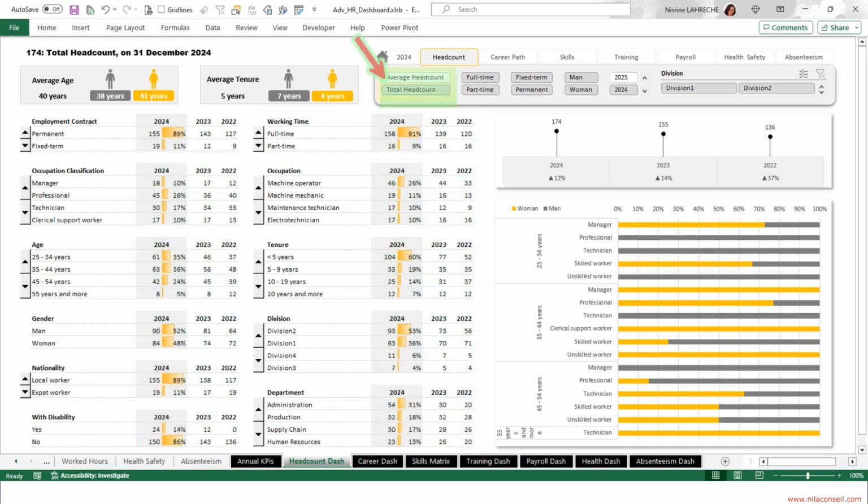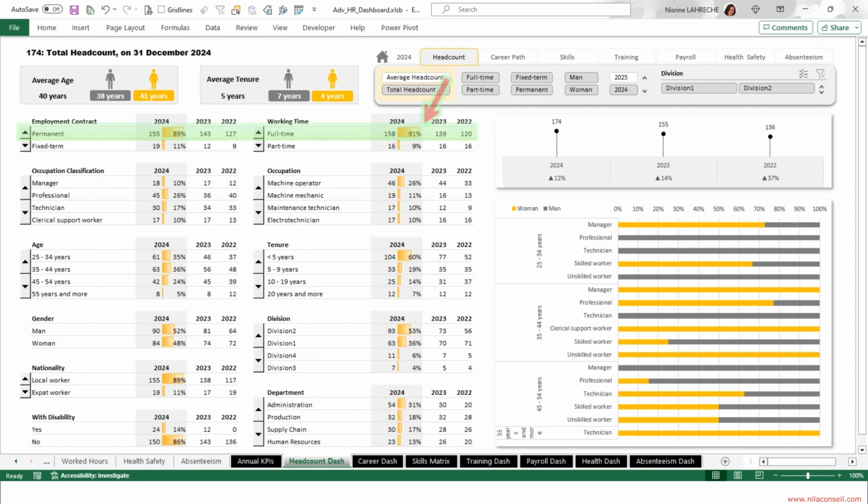Use the slicer to select the analysis type. Total headcount or average headcount. Here we will see the analysis of the total headcount. The average age of employees is 40 years old. Men are 38 years old on average. On average, women have 4 years of tenure.